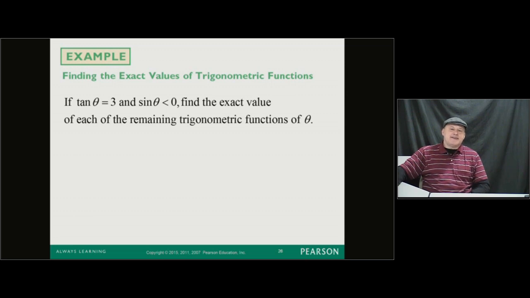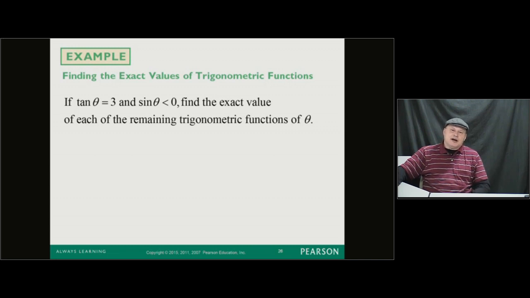So the good news is I can find cotangent really easy, right? Because tangent of theta is 3. So cotangent of theta is 1/3. So that's one of the next 5 right there. Now, what would you do? Well, I don't know which quadrant it is. I don't know if they're pluses or minuses.